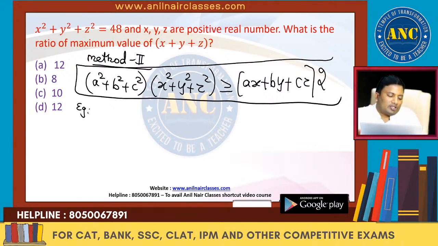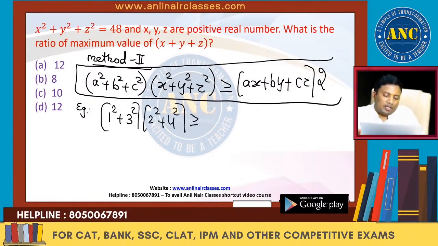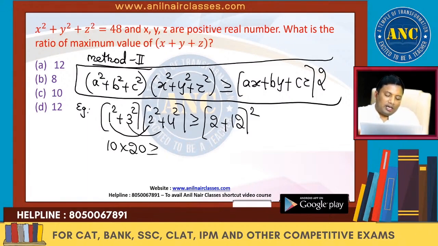Let me take a simple example. (1 square plus 3 square) into (2 square plus 4 square). This is nothing but greater than or equivalent to (1 2s are 2, 3 4s are 12, 2 plus 12) whole square. 9 plus 1 is 10, 16 plus 4 is 20. So 200 greater than or equivalent to 196. I hope the idea is clear. When the variables are in proportion, the sign will be equivalent to. Extremely important key point.